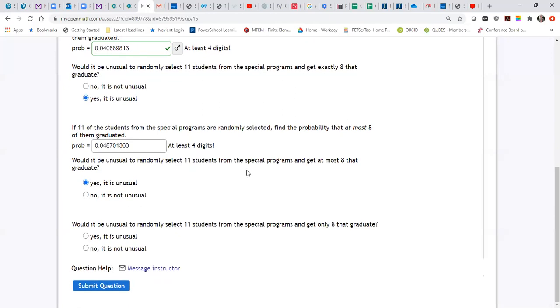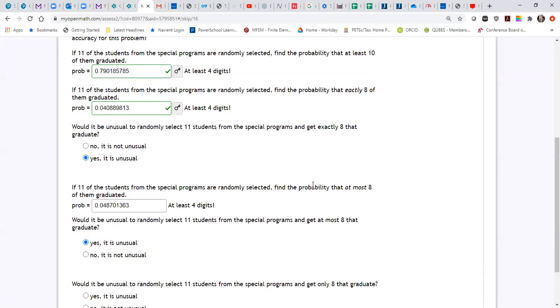Yeah, at most this one, right? At most this one, and would it be unusual to randomly select 11 students from the special program and get only 8 that graduate? Yes, you can see. From the special program and only 8 graduate, this one needs to be exactly, I think the answer is also yes.